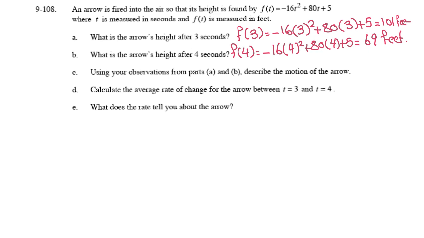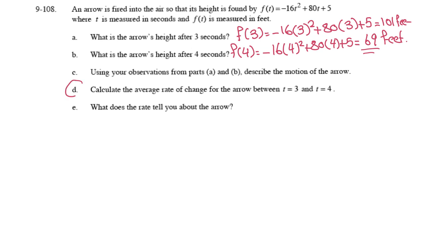So using your observations for part A and B, describe the motion of the arrow. The arrow goes up and then falls. At 3 seconds, it was 101 feet above the ground. And then after 4 seconds, it was 69. So it means that the arrow is going down. So the arrow goes up and then falls back down.